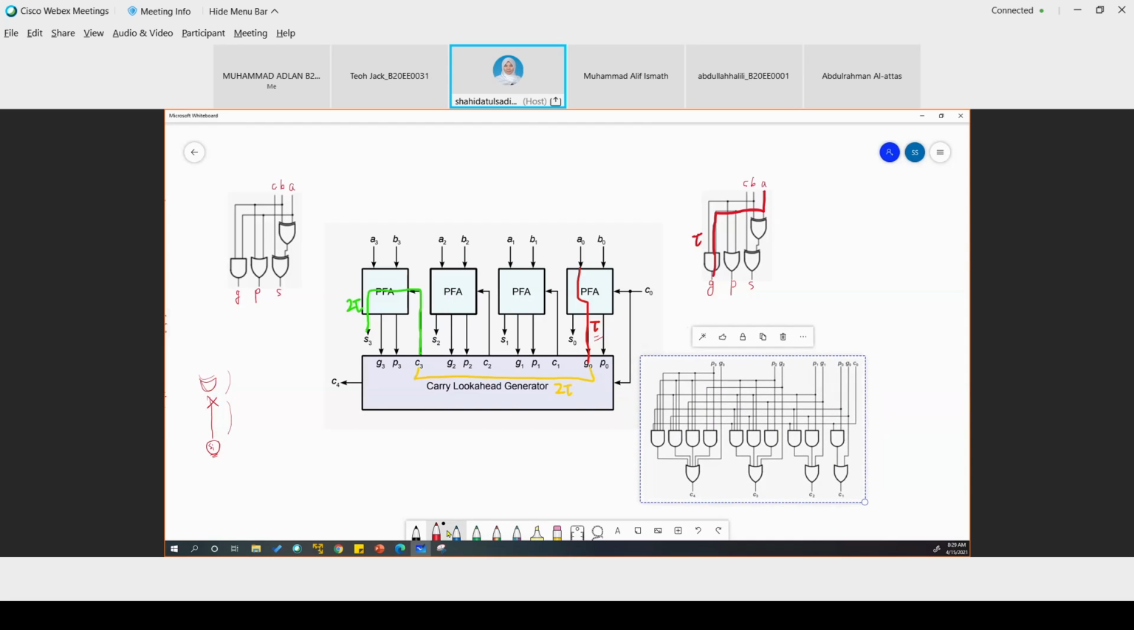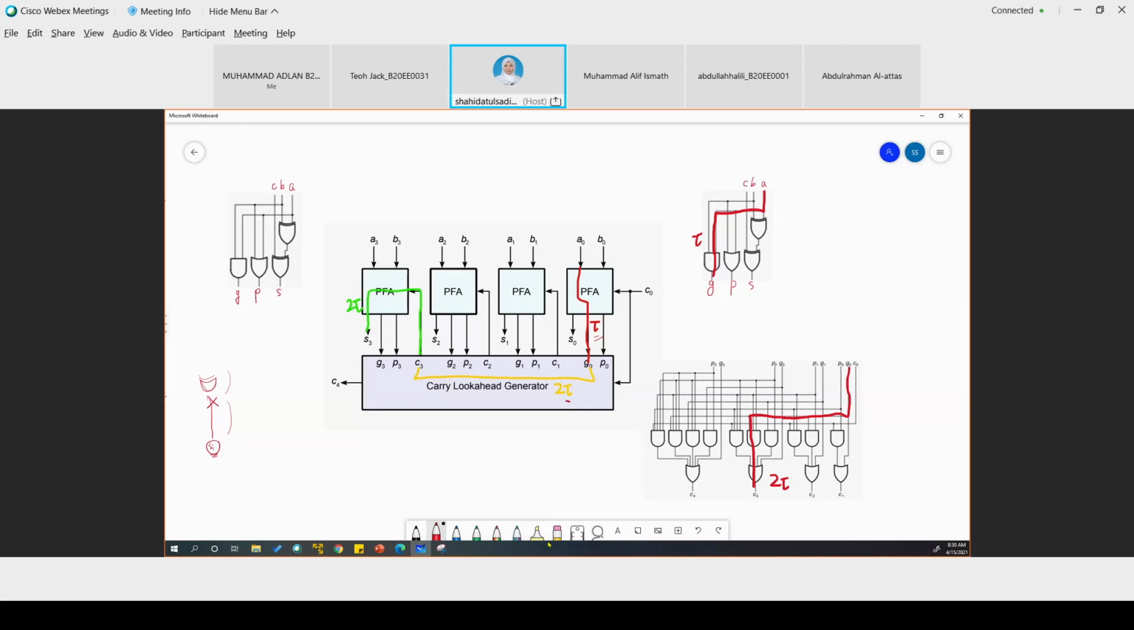This one, red. So this one is from G0 to C3. G0 to C3, going through an AND and an OR. So it's 2 tau.